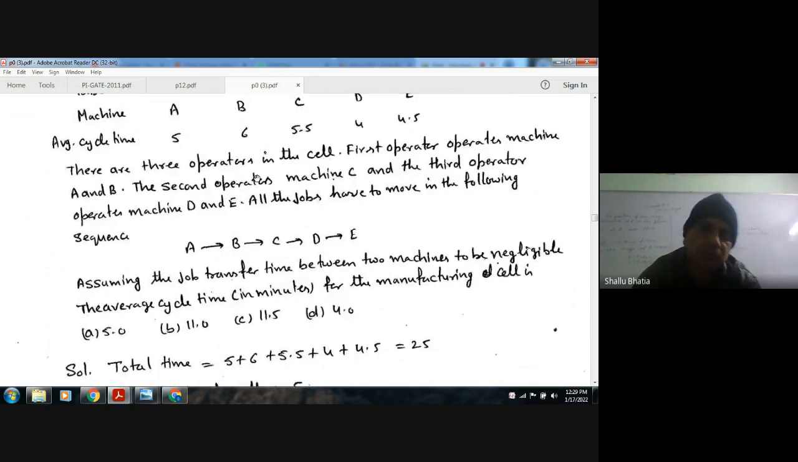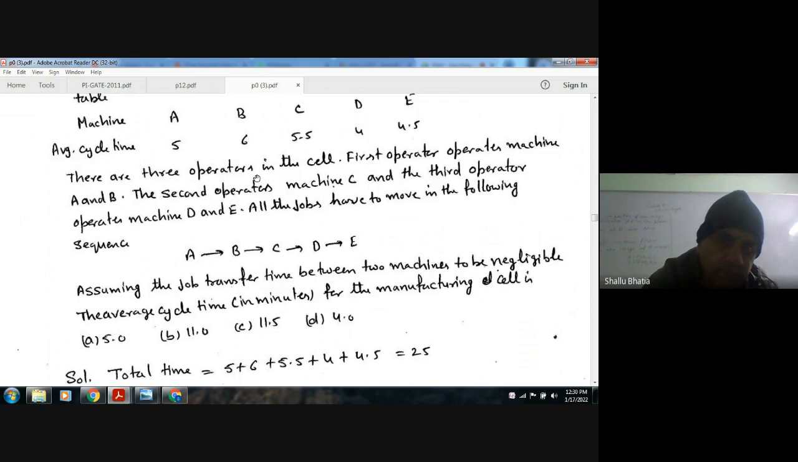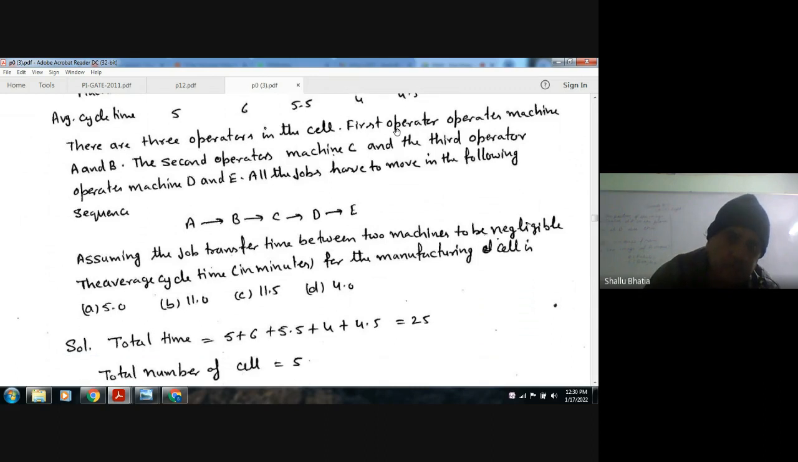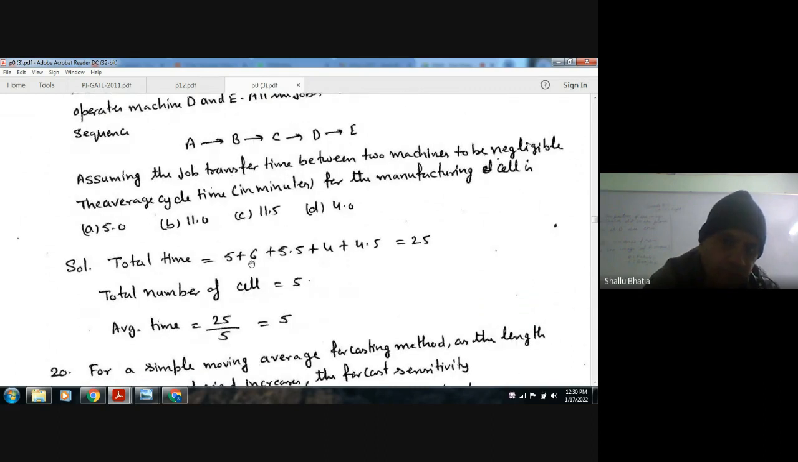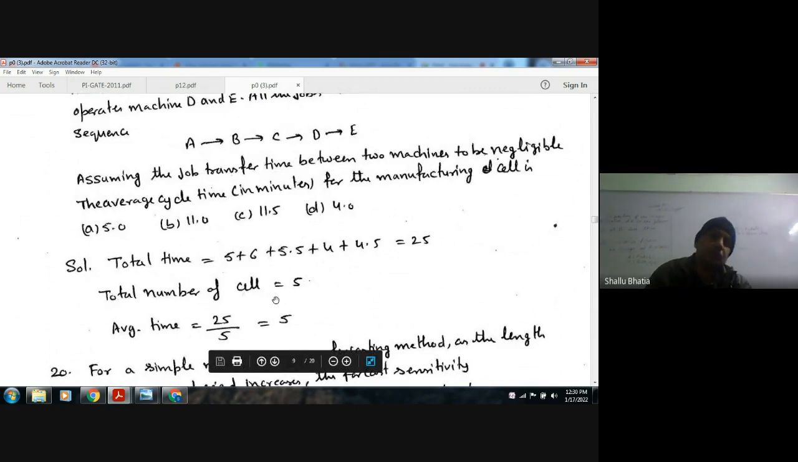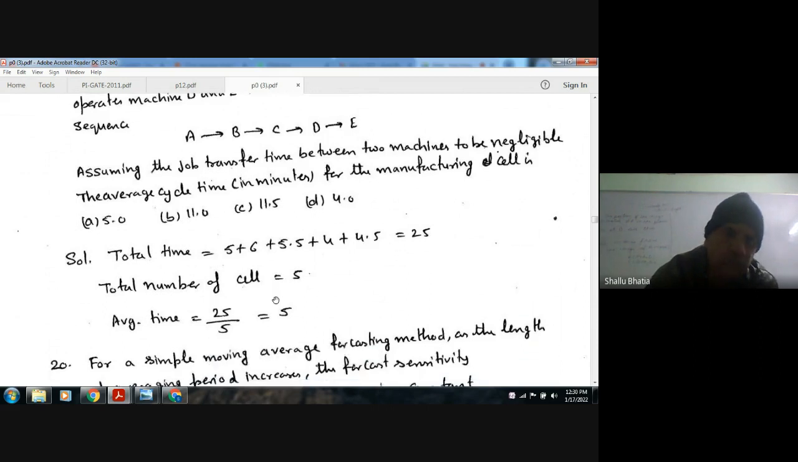Assuming the job transfer time between two machines is negligible, the average cycle time in minutes for manufacturing of a job from the manufacturing cell is: the time for machine A is 5, for B it is 6, for C it is 7.5, for D it is 4, and for E it is 4.5. The total time is 25, and the total number of machines is 5, so 25 by 5 is 5. The answer is E.